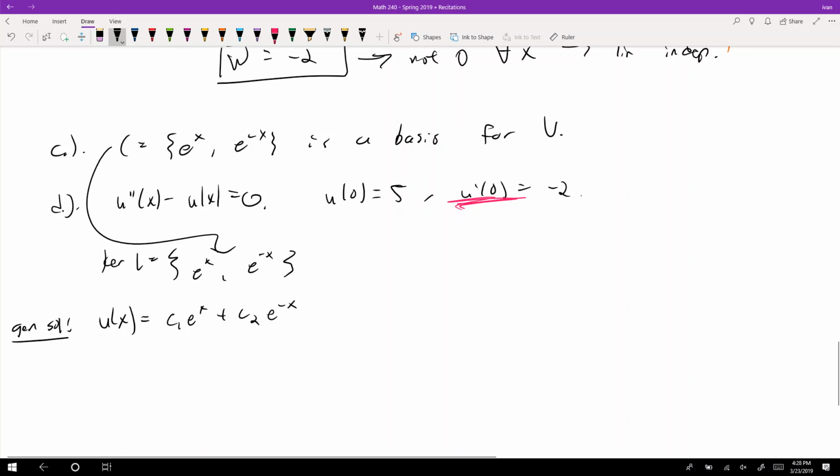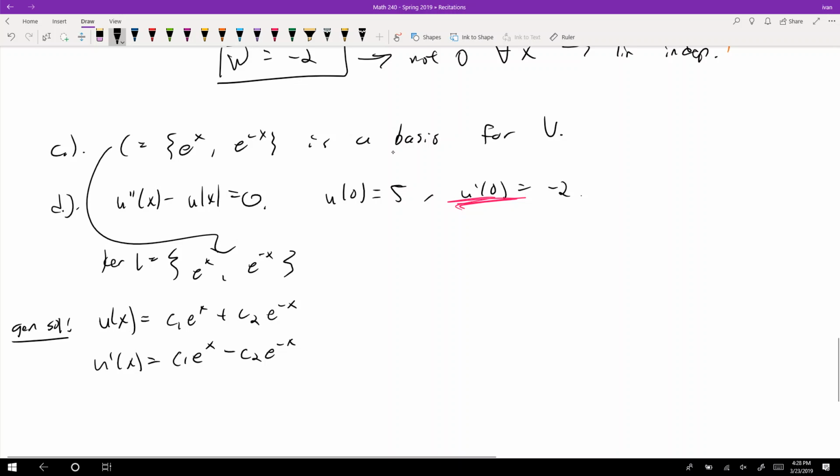So let's just do that now. u prime of x is going to be equal to, well, what's the derivative of e to the x? It's just e to the x, so this first term stays C1 e to the x. And now the second term, if we take the derivative of e to the negative x, that negative sign comes down, and so now we're left with minus C2 e to the minus x.